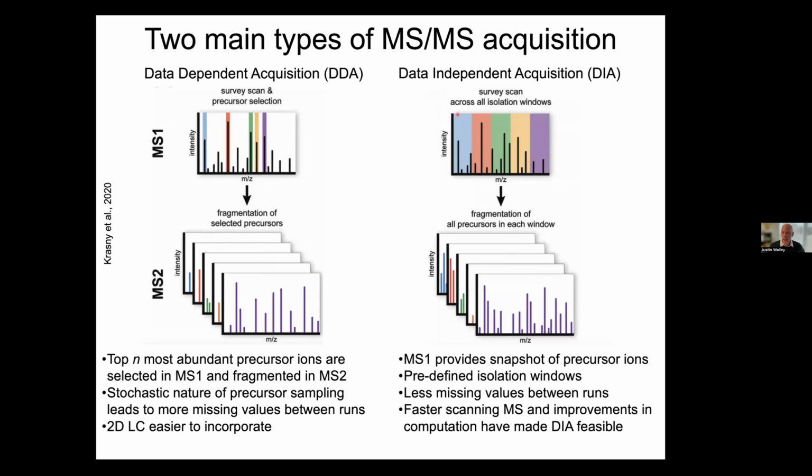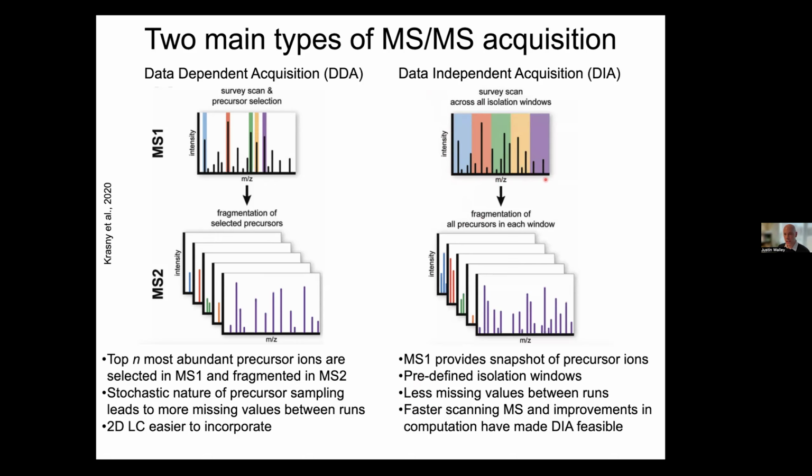And here, the MS1 provides a snapshot of what precursor ions are present, but no information is used from that other than what is there. So it's not selecting any of these ions per se for fragmentation. Rather, there are these predefined isolation windows that are cycled through every run. So it's just cycling through these same isolation windows.